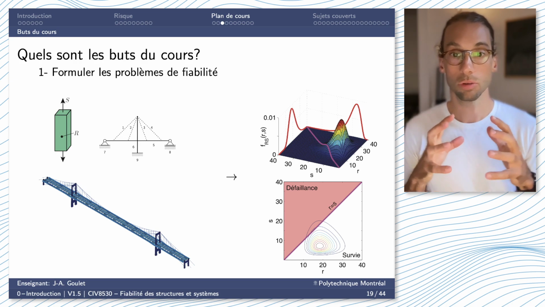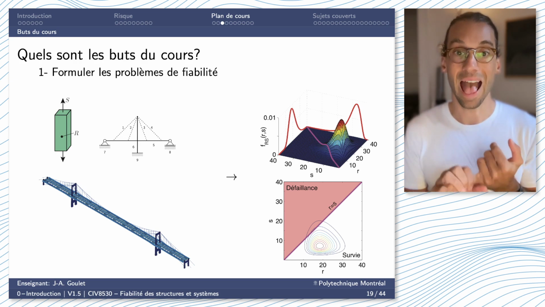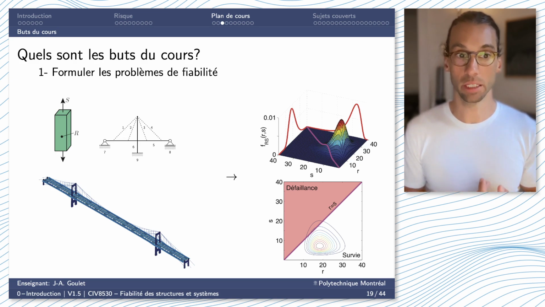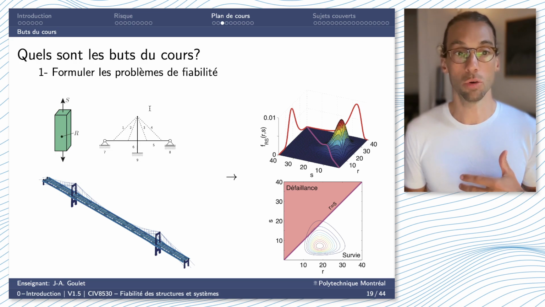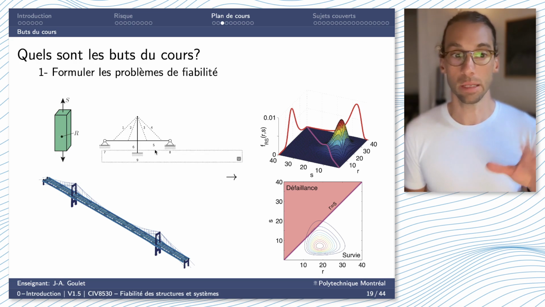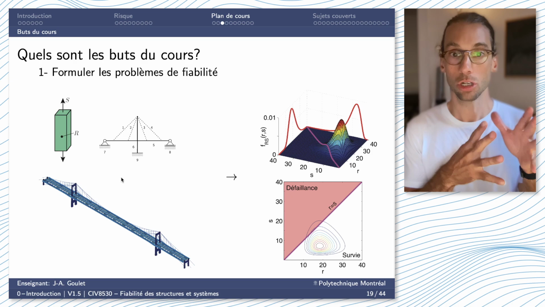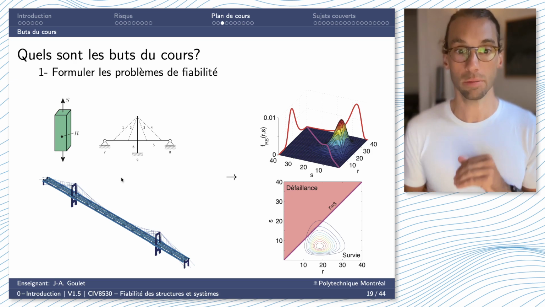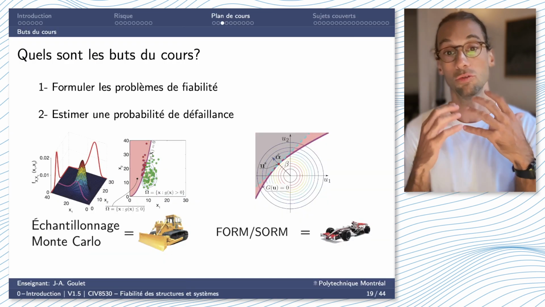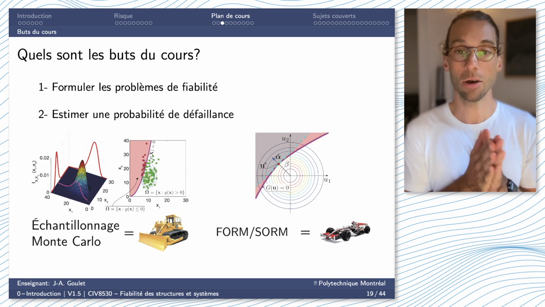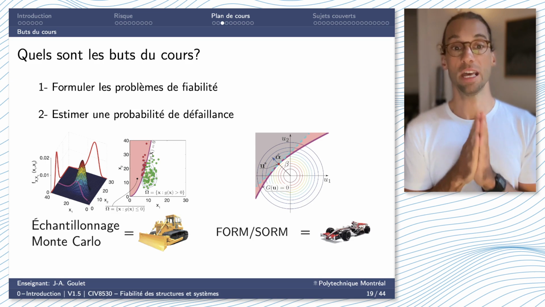The first overarching goal of the class is how can we formulate reliability problems? Whether we start from a simple component, go with a simple system, or a very complex system, how can you translate your knowledge of such a component or system into a reliability problem? Then once you formulate the reliability problem, how can we estimate the failure probability?